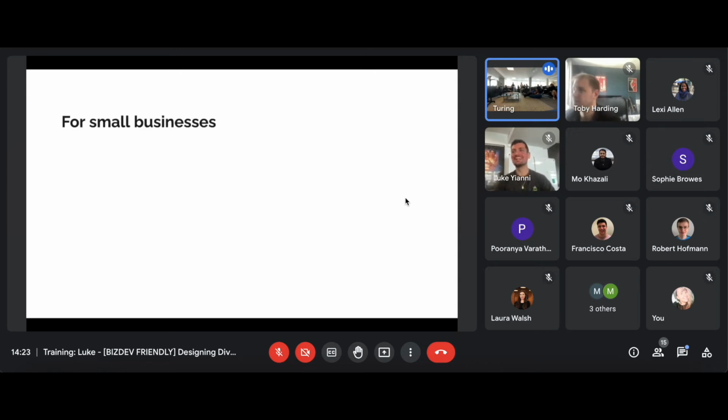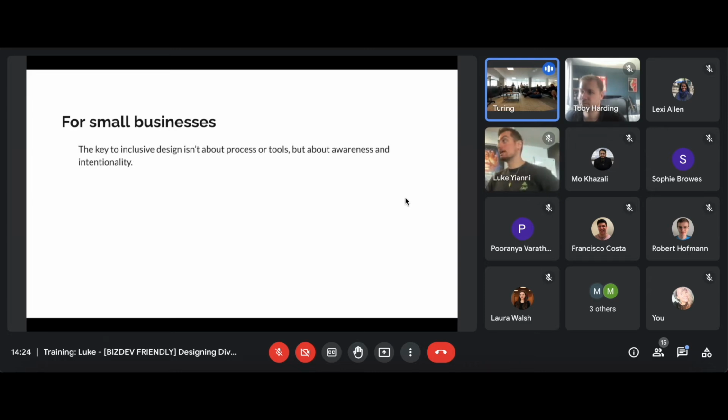Cool. Yeah, I think a lot of the focus for diversity and inclusion has come from a lot of enterprise companies. So like Microsoft or Oracle, you have a big research group who works purely in diversity, but this can work for small businesses as well and can be really impactful. And this is all about the key for inclusive design. It's not about process or tools, but awareness and intentionality, like I said. It's talking to a wider audience.